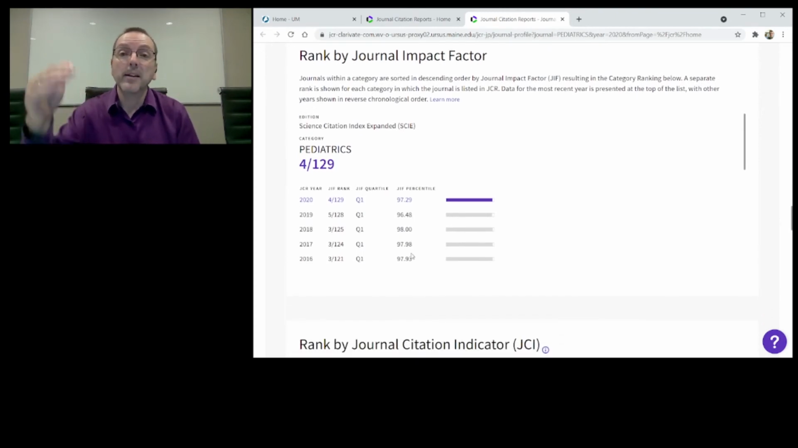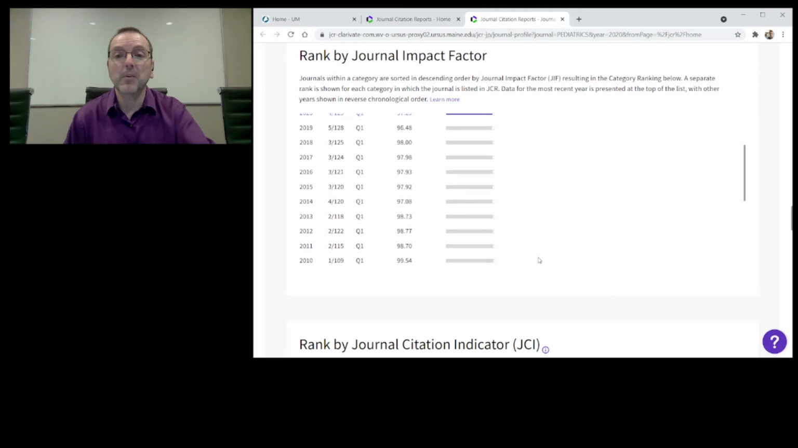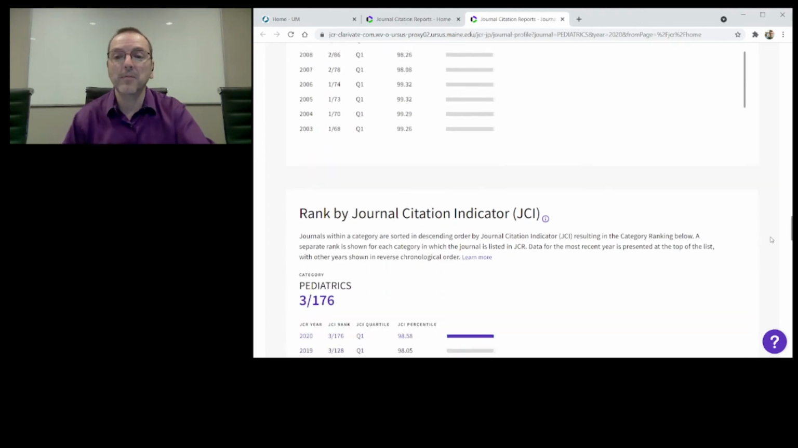Then we have the rank based on the journal impact factor, looking back over the last few years, and we see within the category of pediatrics journals, it's 4 out of 129, which is very good. The percentile rank was 27.29, again based on the journal impact factor, which places it in the top quartile. And you can look at going back multiple years. All right, let's keep going. Let's keep scrolling down. We don't need to go back too far.